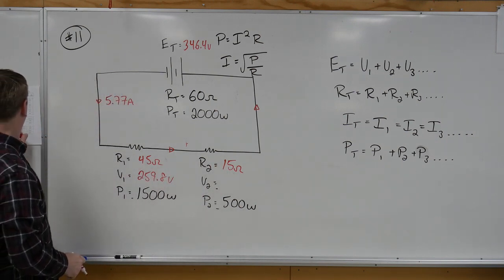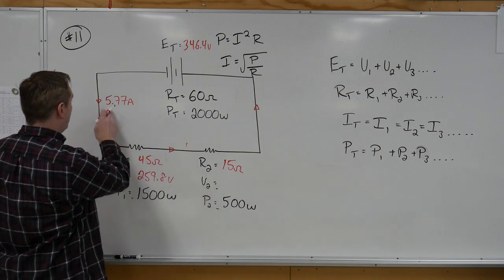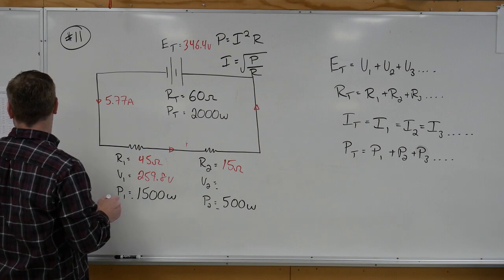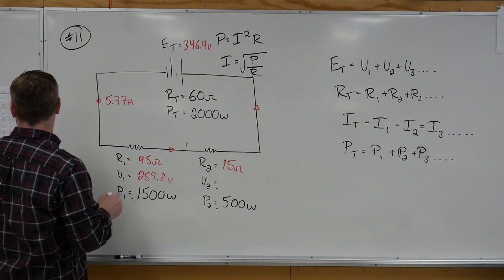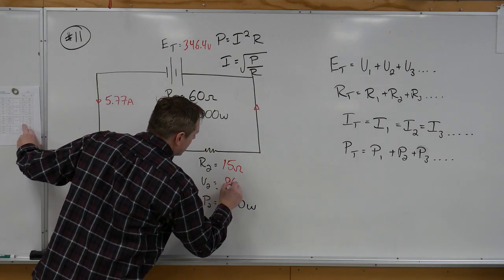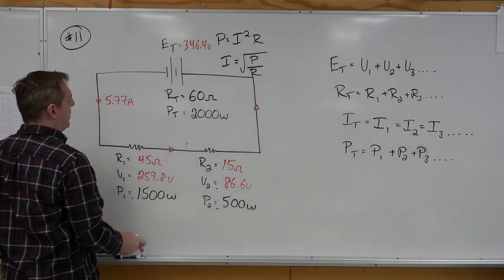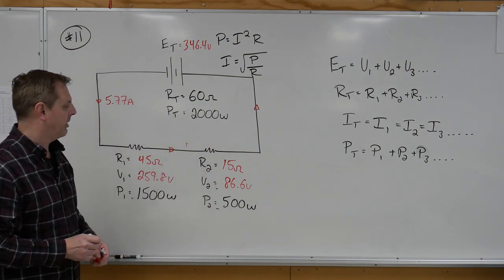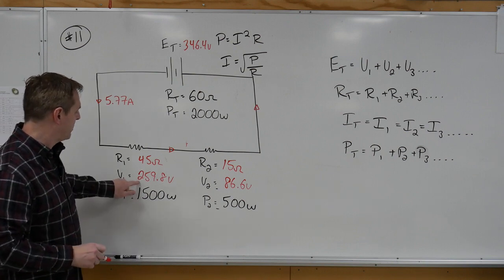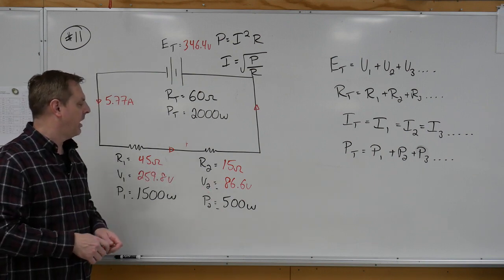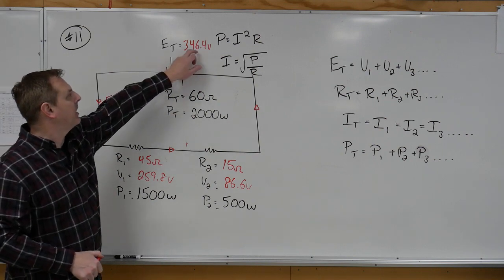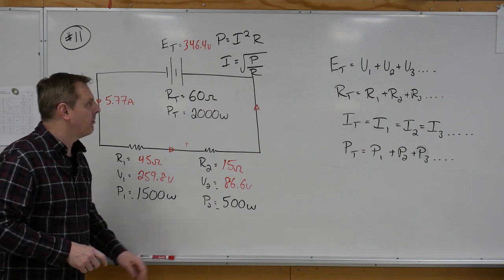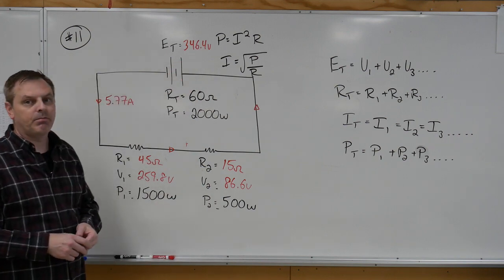We can confirm that by also going 500 divided by the 5.77. That'll give me a voltage there of 86.6. And 86.6 divided by 5.77 should give me my 15 ohms there again. We can then add these voltages up, 259.8 plus the 86.6, and it should come really close to that 346.4 volts up there.